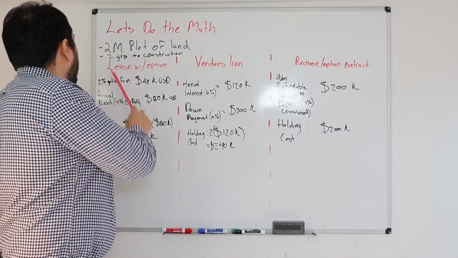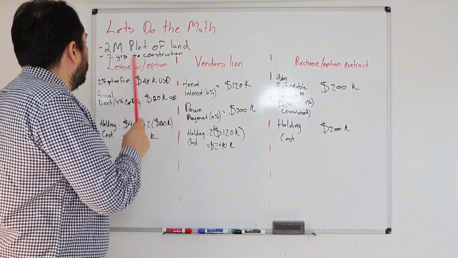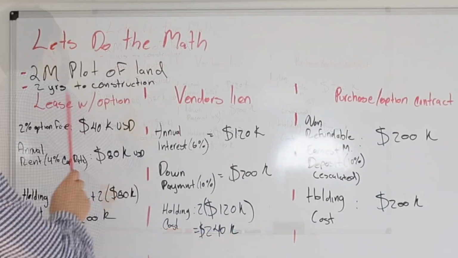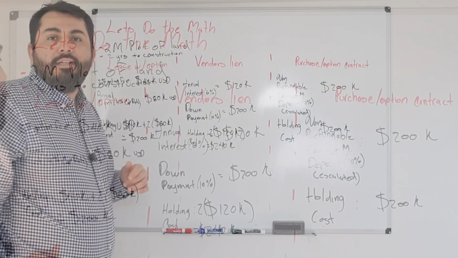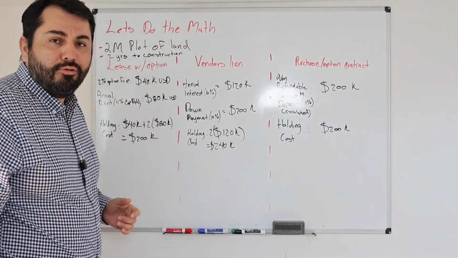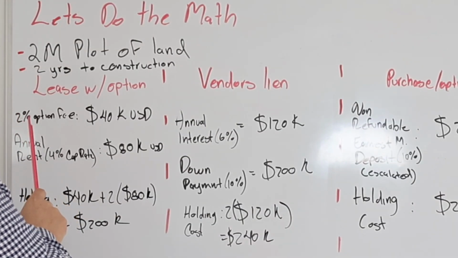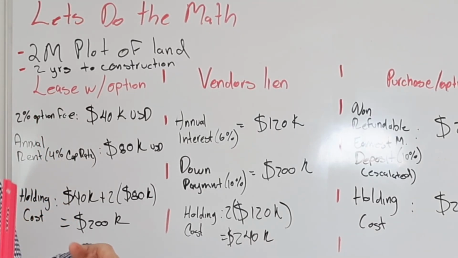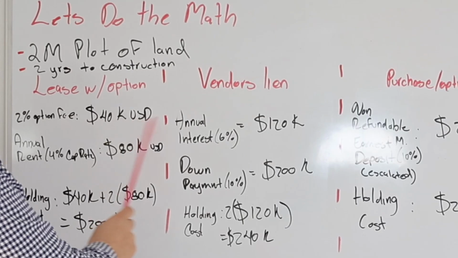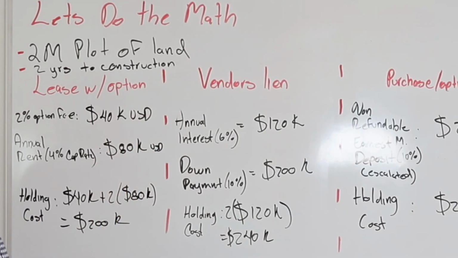Okay, so let's evaluate these 3 options. The first one we have is a lease agreement with an option to purchase. Okay, so here we have to pay at the beginning a 2% option fee. So that will be $40K.